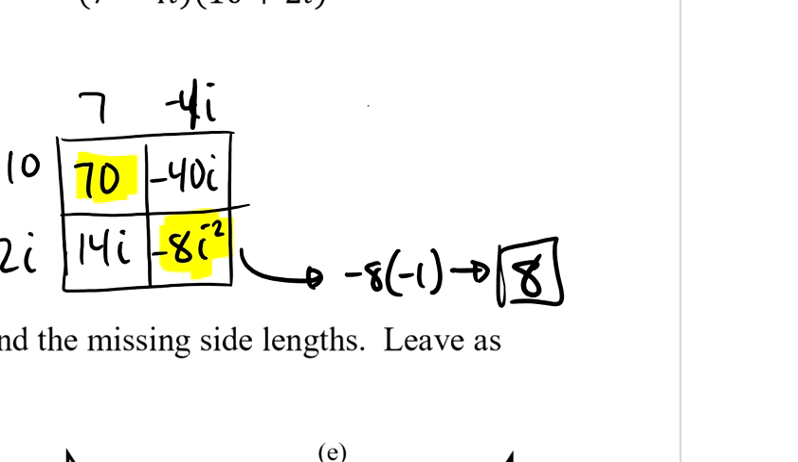I end up getting 78i. And if I combine negative 40 and positive 14, I would get negative 26i. I'm sorry, why did I write an i? There's no i there. It's 78 and then minus 26i.